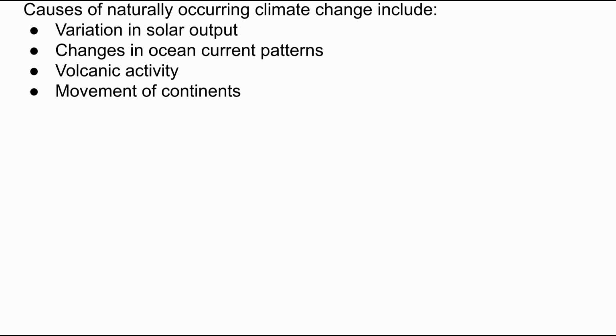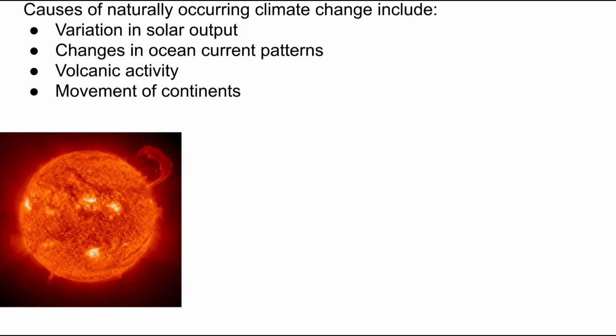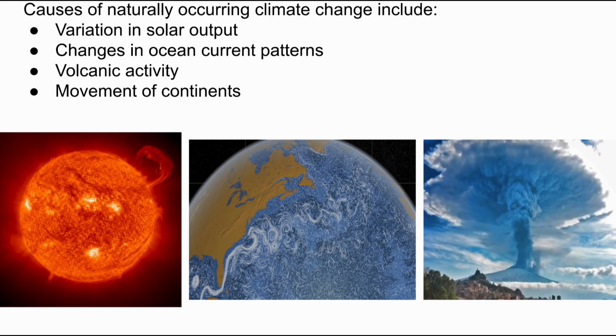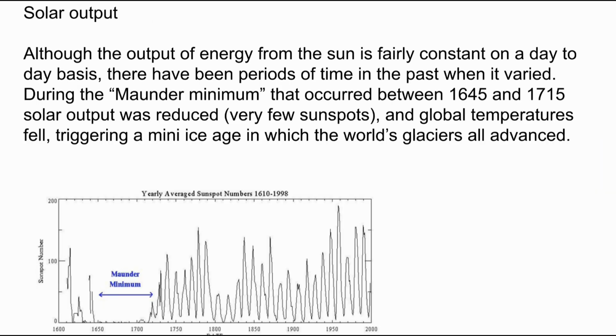So basically, what can cause global climate change? Well, first is a variation in solar output. Another one is changes in ocean current patterns. Another one is changes in volcanic activity. Another one is the movement of the continents. So we're going to look at each of these in turn to see if we can gain some understanding of the factors here. Solar output.